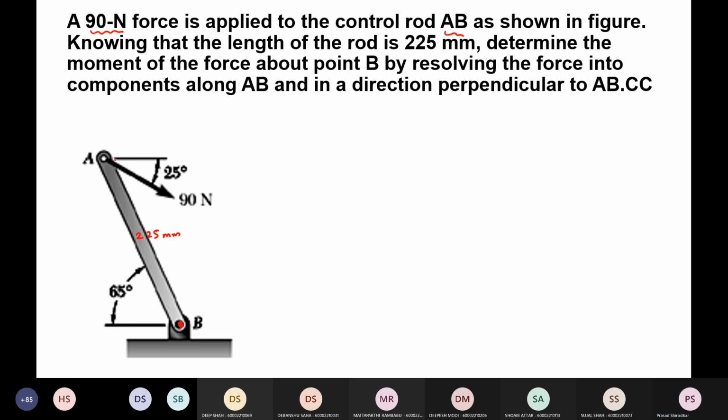So let's find the moment. First, let's resolve this force. Okay, so this is 25 degrees. This is 65, so this total angle will be the alternate angle 65. Okay. So this small angle will be 65 minus 25, that is equal to 40. Right. So now resolve the force along the rod. It's a different color.